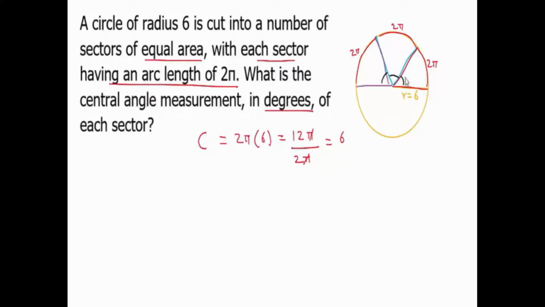And if each central angle measures x degrees, we have 6 of them. So that's going to be 6x in all around the circle. And we know the angle around an entire circle is equal to 360 degrees. So we have 6x is equal to 360 degrees. Therefore, x is equal to 360 divided by 6, which is 60 degrees. And that's the measure of each of the central angles.